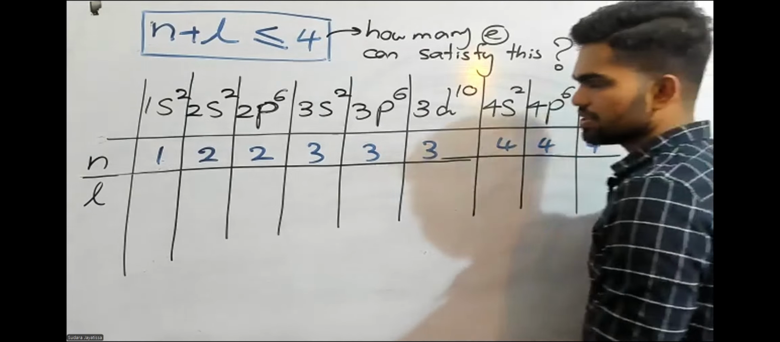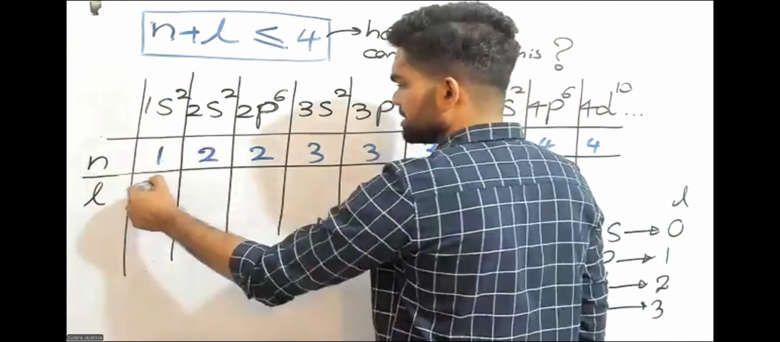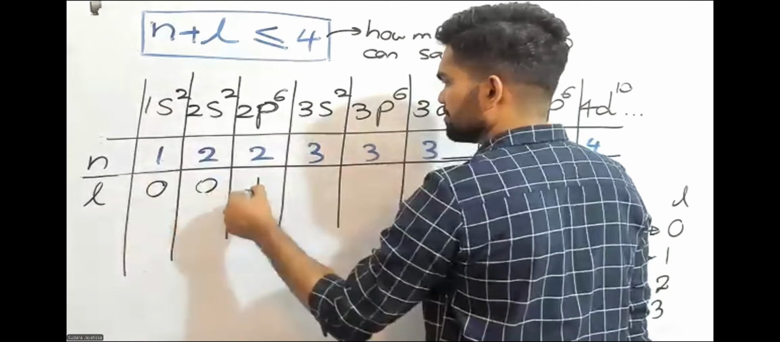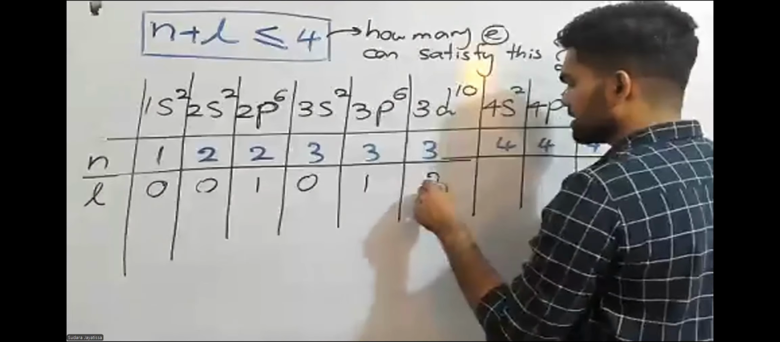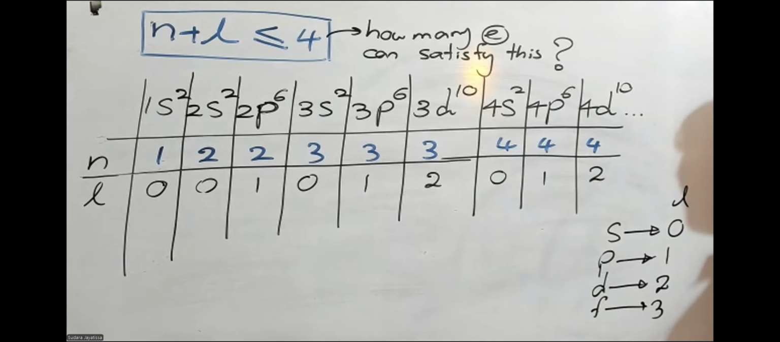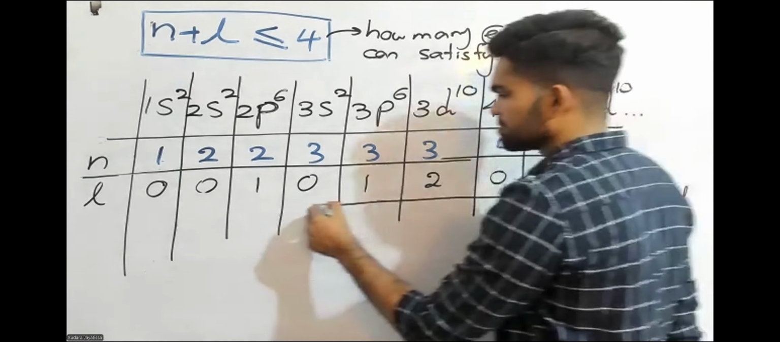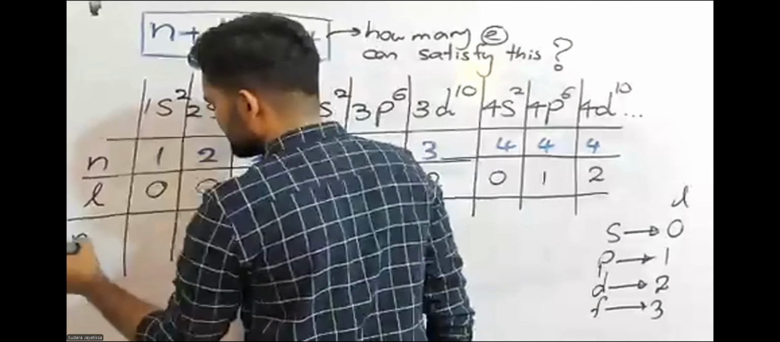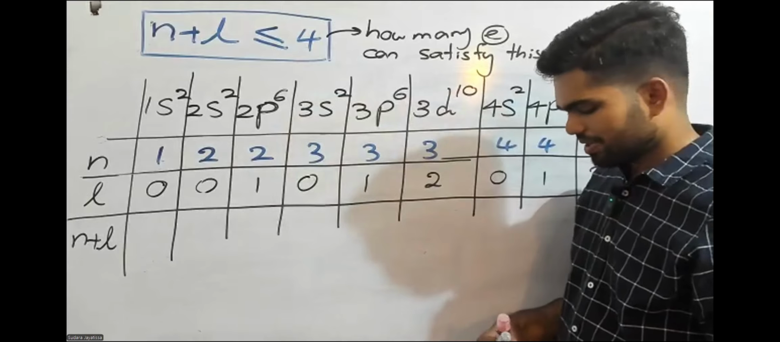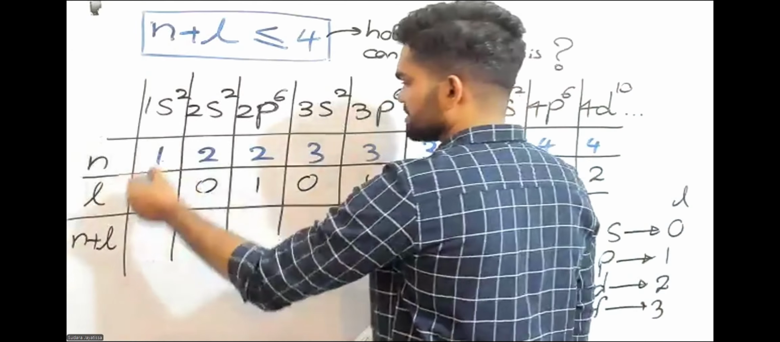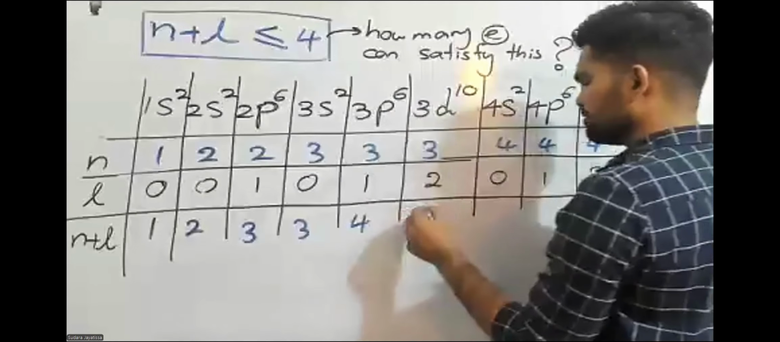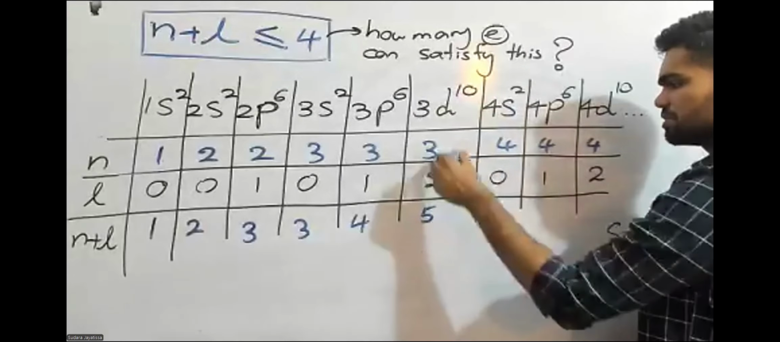Now here it is 1s, so it is going to be 0. Like that continue: 0, 1. Here it is 2 because it is the D sub-energy level. Now what you have to do is just add them: N plus L. Now find the values for N plus L. So here it is 1, 2, 3, 3, 4, 5. That means 2 plus 3 is 5.